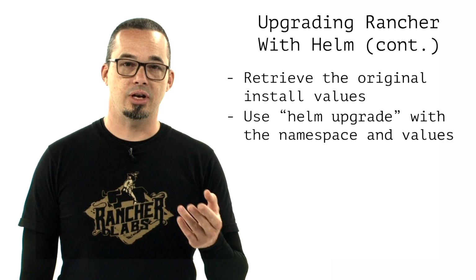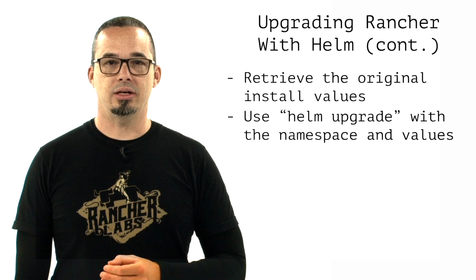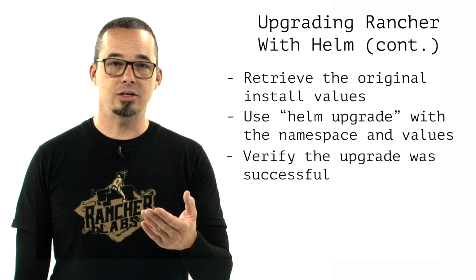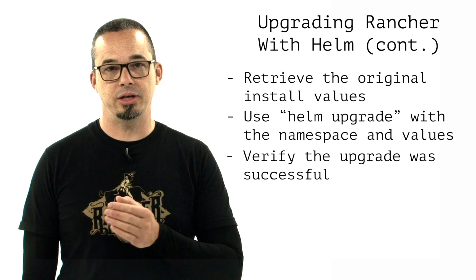Next, retrieve the values used in the original installation. Use Helm upgrade with the namespace and those values. And when everything's done, verify that the upgrade was successful by logging into Rancher and viewing the version in the bottom left corner of the UI.